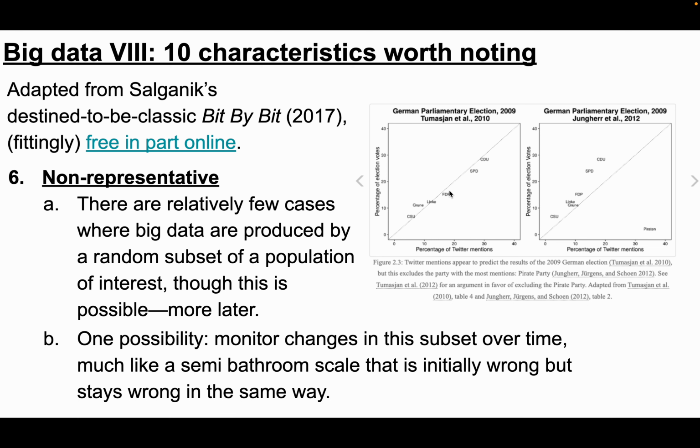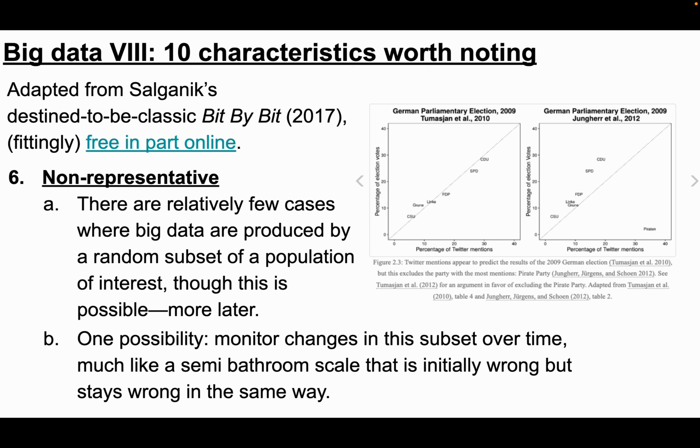Here you can see a really interesting case from Twitter. Some researchers tried to predict the share of votes that parties would get, basically by the amount of Twitter mentions they got. Notice that this graph looks very good, right? But it actually omits mentions of the Pirate Party, Piraten here, because that's a party that achieved a certain meme status on Twitter.